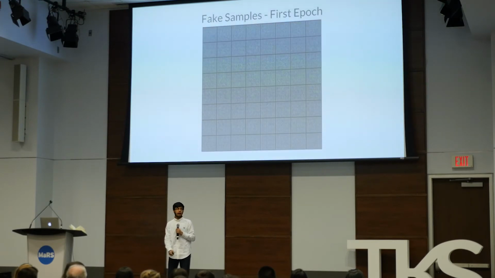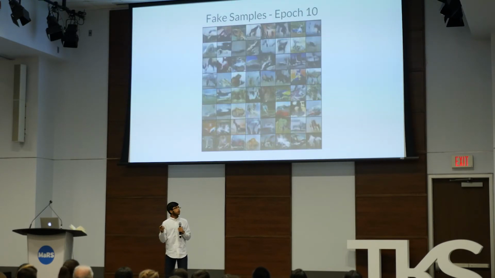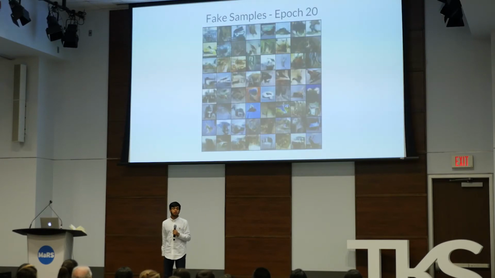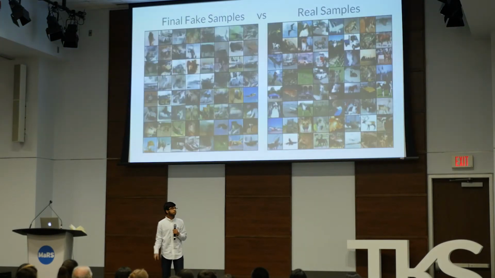And this is the first result I got. It just looks like noise. So as we progressively move on, we get better and better. They look less grainy. They look more realistic, more clear. And these are the final fake samples versus the real samples. And you might actually mistake one of the samples on the left as a real image.